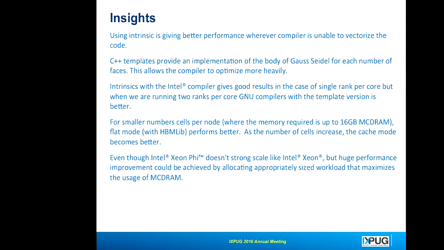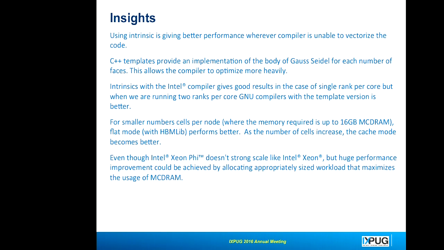There are mainly 2 points I wanted to make here. For smaller cells per node, where memory required is up to 16 GB, flat mode with HBM performs better, which I told. As the number of cells increases, cache mode performs better.